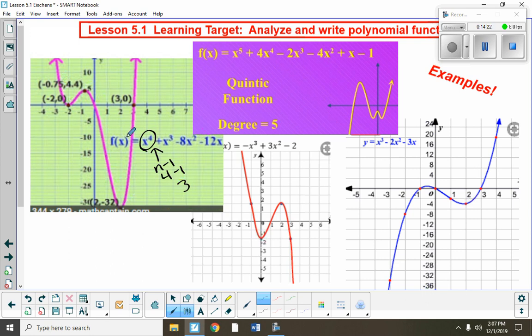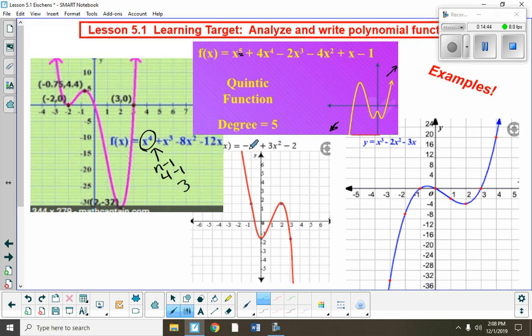3 turns. This is x to the 5th, so that's odd, which tells you you're going to have an up, down, or a down, up. And since it's positive, it will be like you have a positive slope. So this ends up, this ends down. So down, up. And x to the 5th, n minus 1 turn, so there would be 4 turns. So there's a turn, there's a turn, there's a turn, and there's a turn.